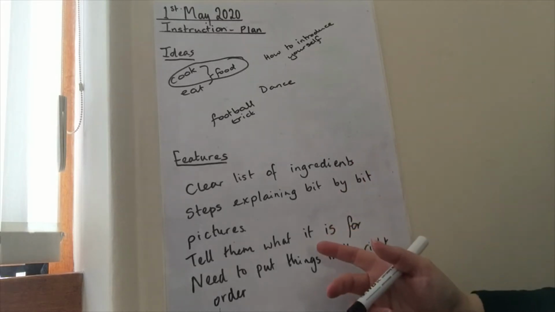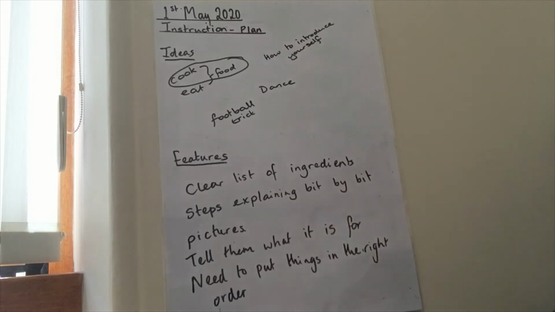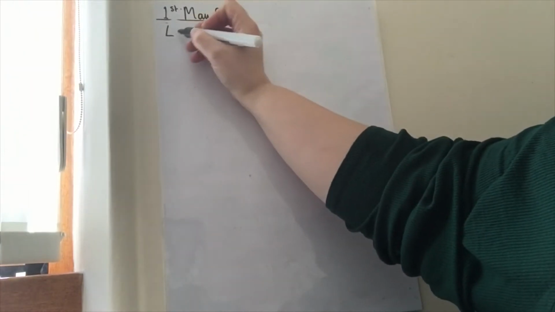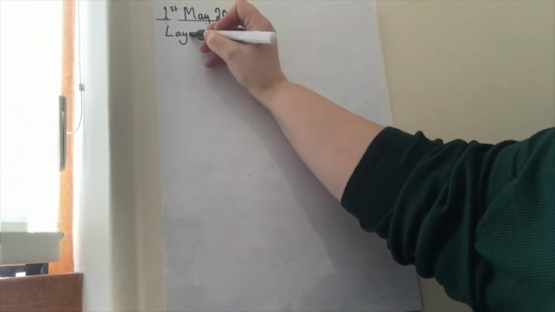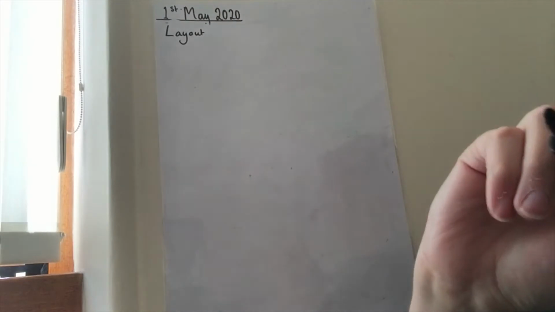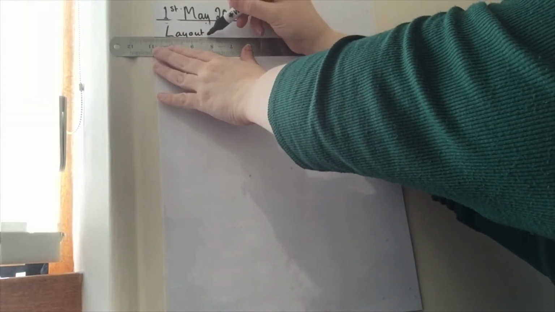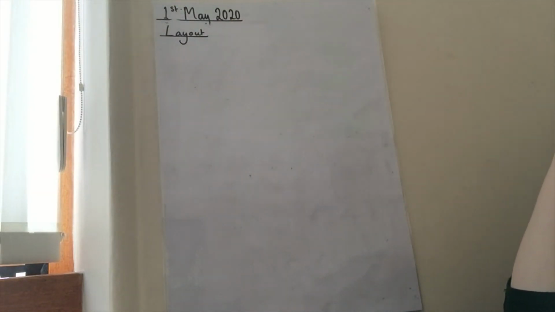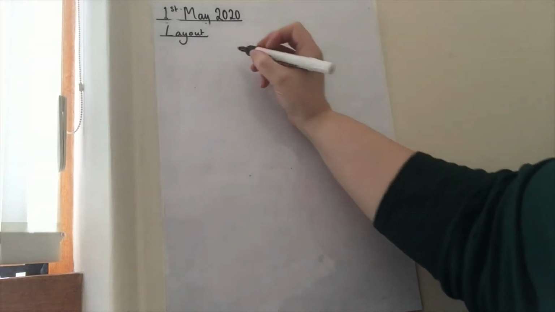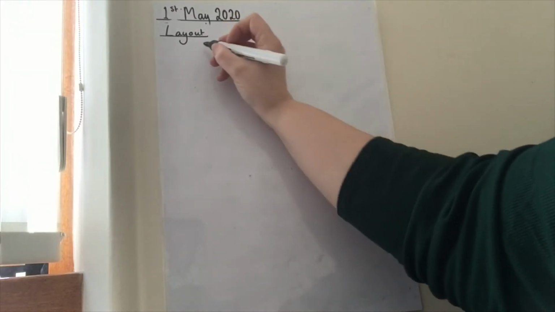Okay, now I've got these features, I need to remember the layout of them. So now I'm going to think about my layout. How am I going to lay out my instructions so that they're nice and clear for people to follow? Well, as I said, I'm going to be making some writing about how to make something, in this case chocolate brownies. So I'm going to need my title at the top.